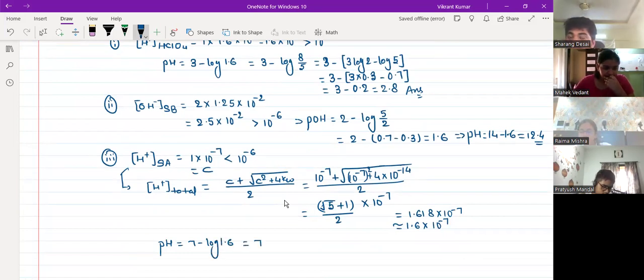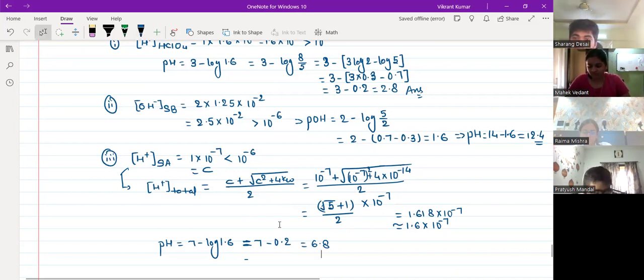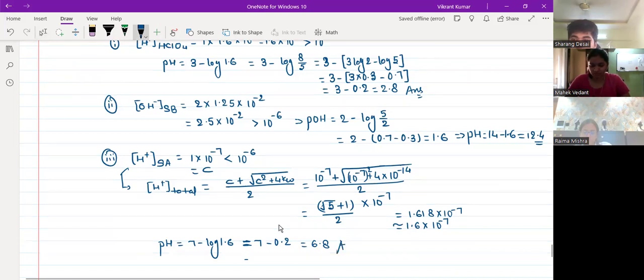So that is 7 minus, approximately, exactly it would be something like 0.21. So this is log 1.6, and this is 0.2 or so, and that's why this becomes 6.8 or so. The actual value that comes is 6.79. That's okay. This will be the answer. Is it okay? One minute, just let me come back.